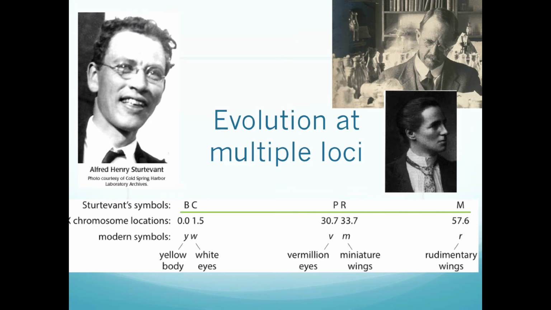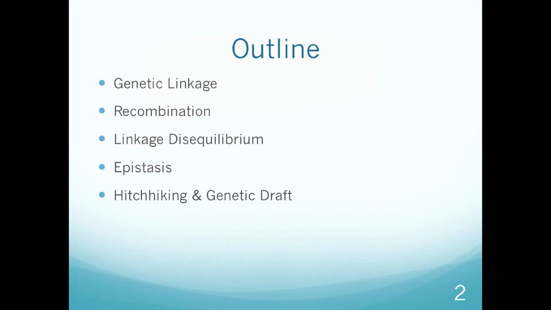Welcome to the Bio 341 lecture on evolution at multiple loci. In this lecture, we're going to cover the concept of genetic linkage, recombination, linkage disequilibrium, epistasis, and finally hitchhiking and genetic draft.